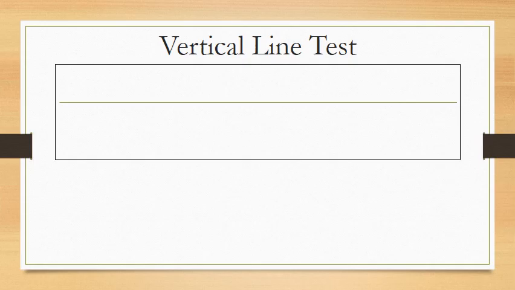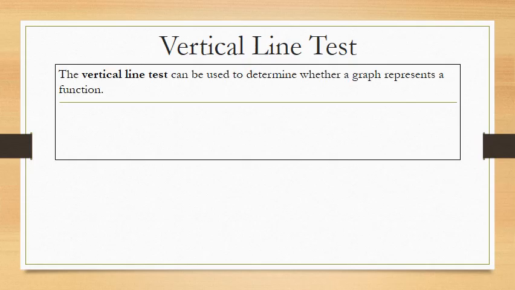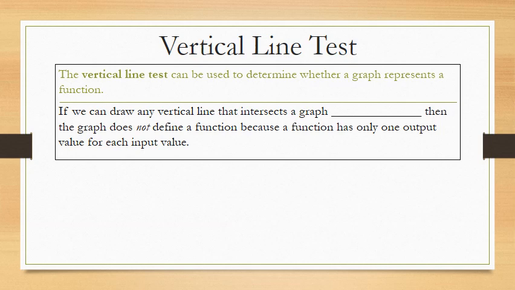Let's begin with the vertical line test. The vertical line test can be used to determine whether a graph represents a function. If we can draw any vertical line that intersects a graph in more than one place, then the graph does not define a function, because a function has only one output value for each input value.